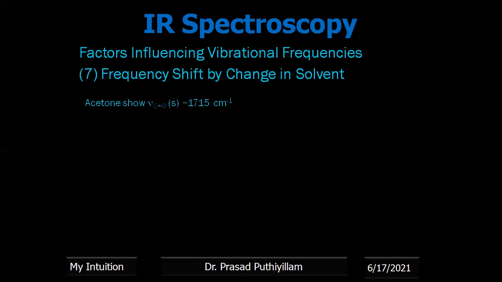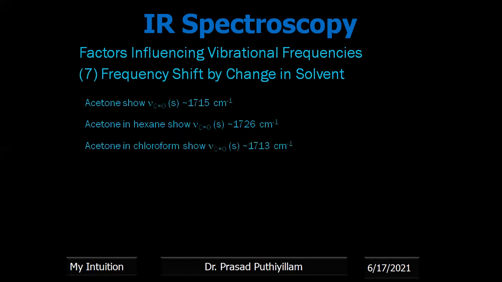Now, how does a change in solvent affect it? Acetone shows a carbonyl stretching frequency of 1715 cm⁻¹. If it is taken in hexane as the solvent, it increases to 1726, so the solvent affects it. If it is chloroform, CHCl3, then it decreases to 1713 cm⁻¹. And if it is ethanol, it decreases further. That is, as the solvent polarity increases, it affects the acetone. We have already seen this type of case.